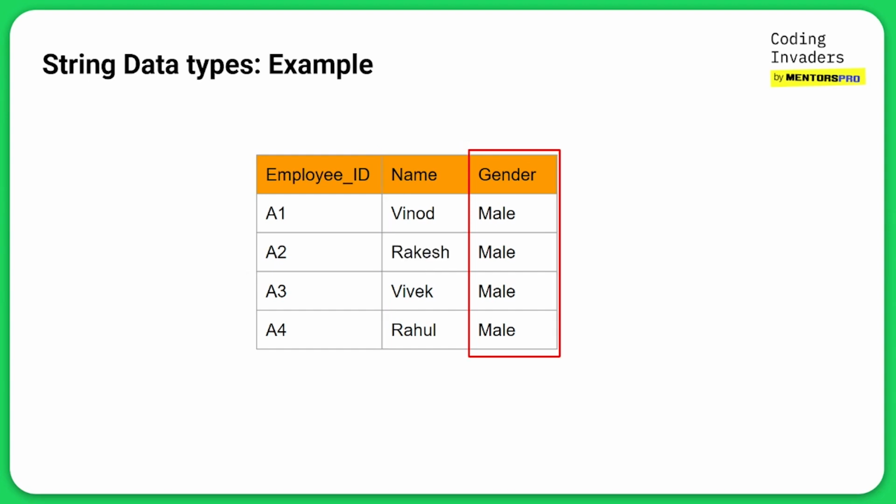Now, in the gender column, we only have male, and here the number of characters is fixed, that is 4. So, the column data type would be declared as char of 4.